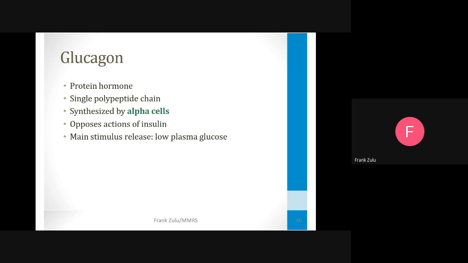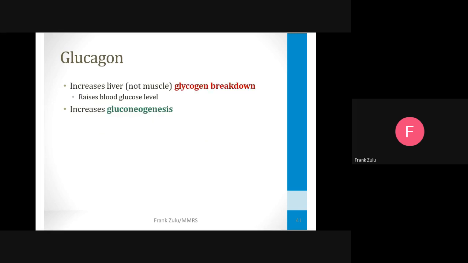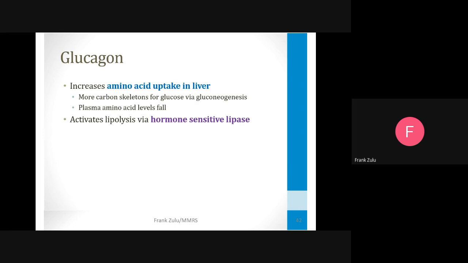Glucagon is also a hormone produced by alpha cells instead. The cells that produce glucagon are not beta cells, but alpha cells. The actions are opposite of those seen in insulin. So I will skip the functions of glucagon because it's just the opposite. If insulin was promoting synthesis of proteins, it means glucagon will do the opposite, breakdown of proteins into amino acids. If insulin was promoting lipid synthesis, glucagon will do the opposite by activating beta oxidation.